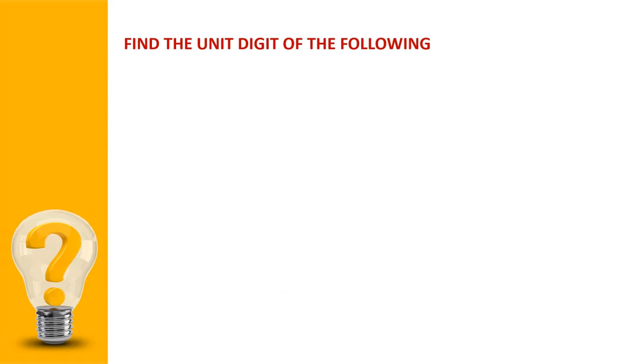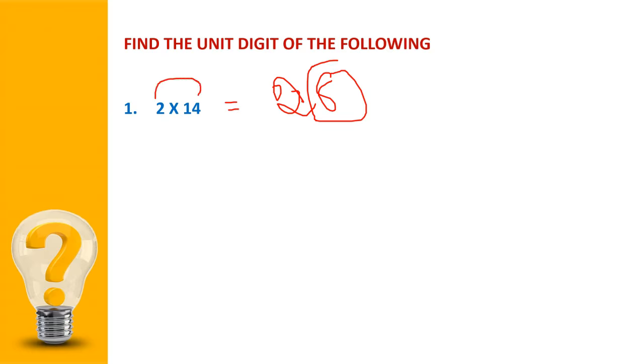Let's find the unit digit of the following. So 2 into 14. This is a very simple example where 2 into 14 is just 28. So you can directly take 8 as your unit digit, or you can also calculate by multiplying the unit digit of both the numbers. That is, the unit digit of the first number is 2, the unit digit of the second number is 4. So I multiply 2 into 4 to give me 8.